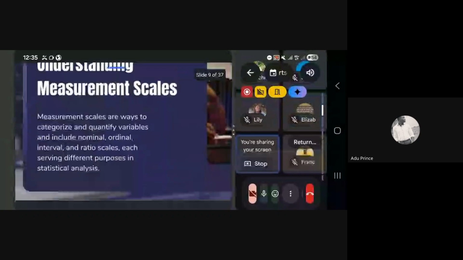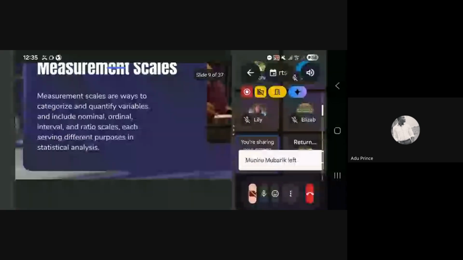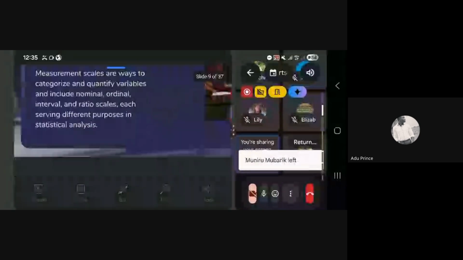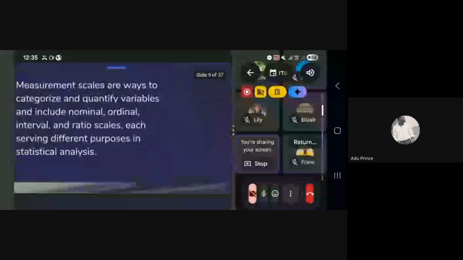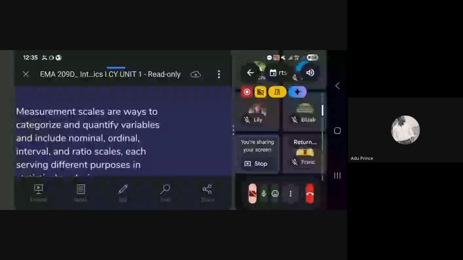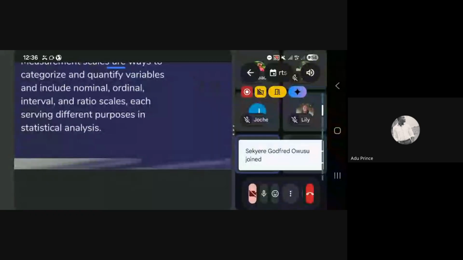Thank you very much. Now, how do we understand measurement skills? This was one of our objectives. What are some measurement skills and how do we understand them? Measurement skills are ways to categorize and quantify variables, and they come in different forms. We have the nominal, ordinal, interval, and ratio skills, and each of these serves different purposes in statistical analysis.